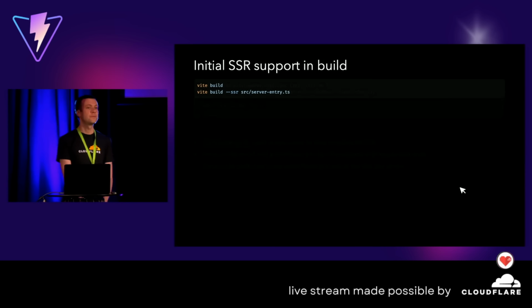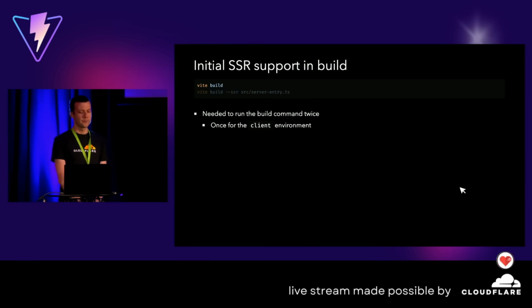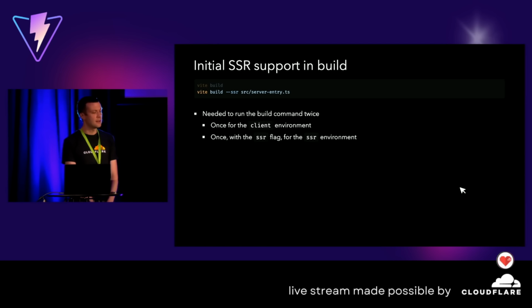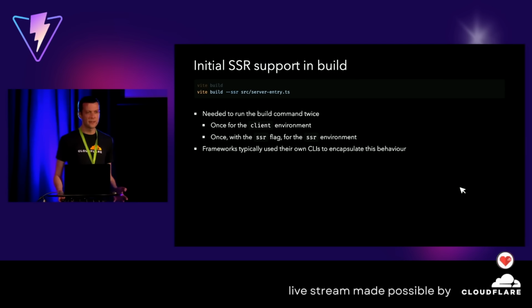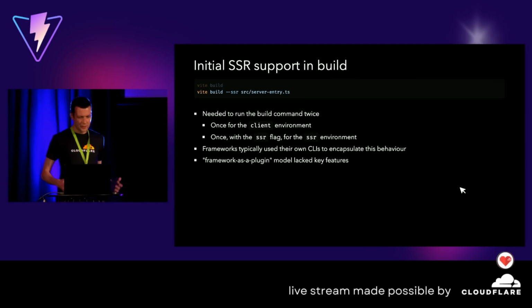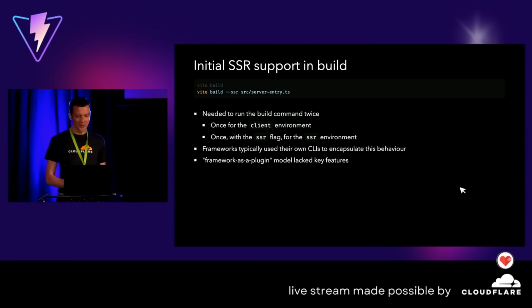And then at build time, you had to run the build command twice. You had to run build once for the client environment, and then you had to run it again with the SSR flag for the SSR environment. And because of this and other limitations, frameworks typically at this time were using their own CLIs to encapsulate behavior. So the framework-as-a-plugin model lacked some key features at this time. And it was really interesting in Evan's talk just now to hear him talk about the framework-as-a-plugin model and how it's going to develop even more in the future with Vite+.